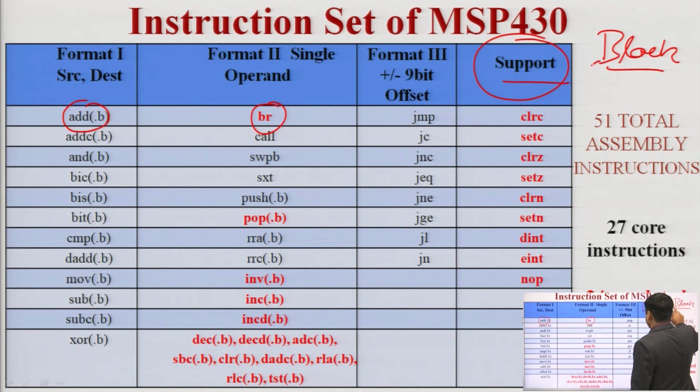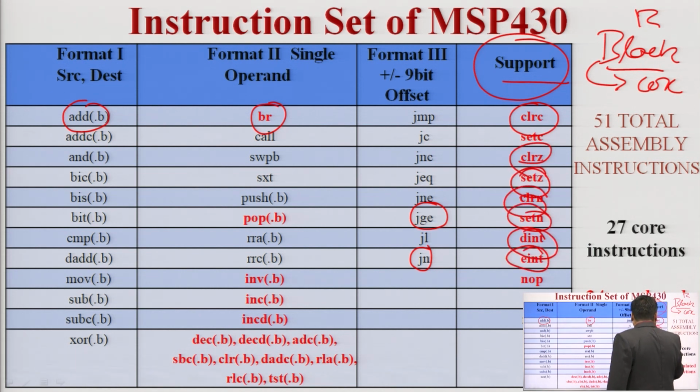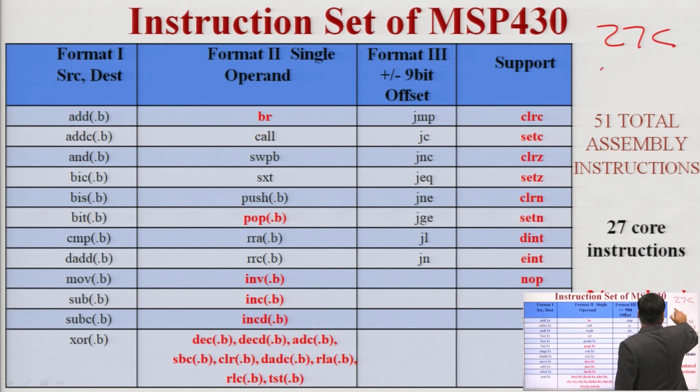So basically black represents the core instructions. Here you can see ADD, J and JE, all these are the core instructions, and the instructions highlighted through a bold red highlighter represent the emulated instructions. So you can see that there are a total of 51 instructions available in the microcontroller. Out of 51 instructions, 27 are core instructions and 24 are emulated instructions.